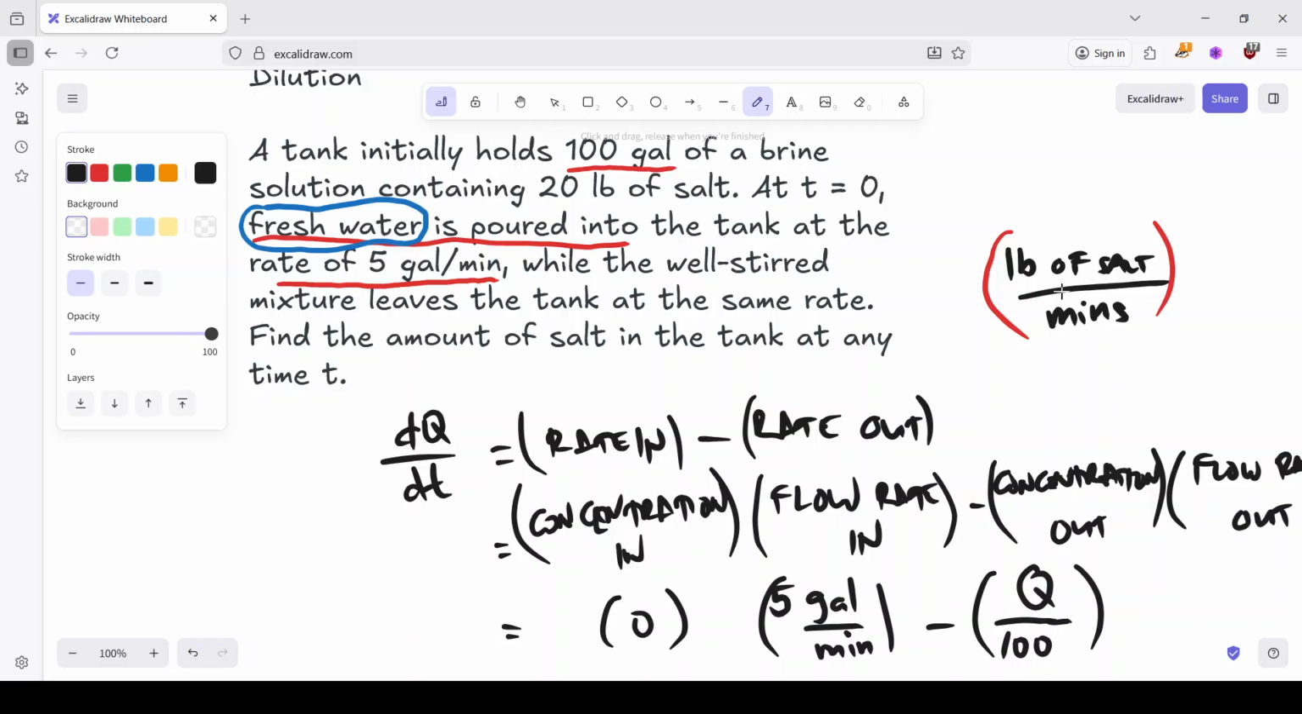Then the well-stirred mixture leaves the tank at the same rate as the flow rate in. So this will be times 5 gallons per minute, over 100 gallons. This will be our formula for now.